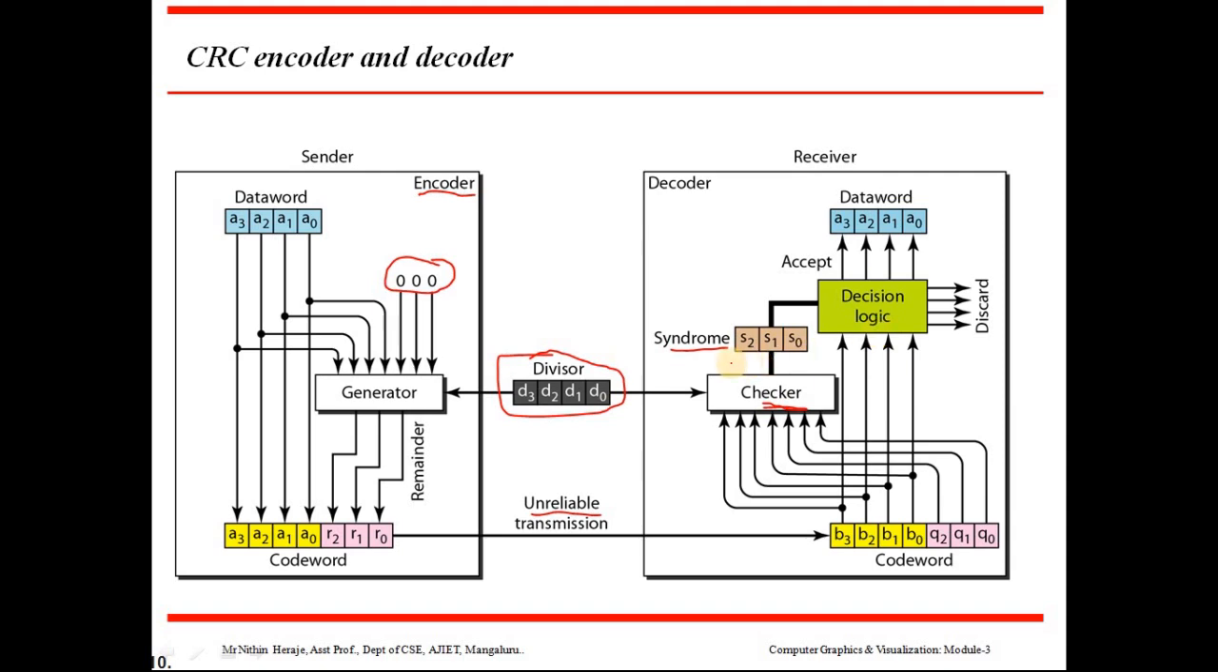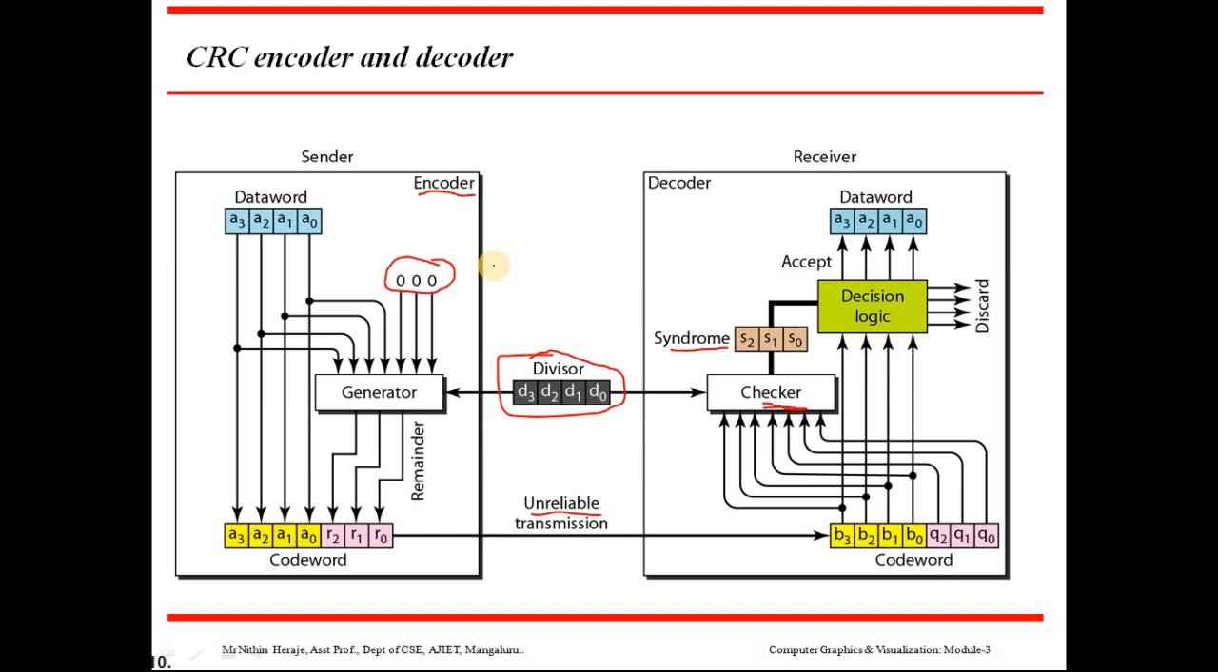So how is it accepted? If the syndrome has the value 0, then the decision logic will accept the data word. If the syndrome is non-zero, then the decision logic will discard the data word. Okay, so this is how it works in the decoder. And now I hope you are clear what are the different operations that take place in the sender part, and what are the different operations that take place in the receiver part.